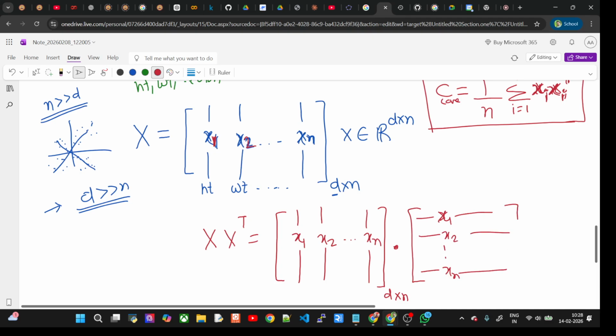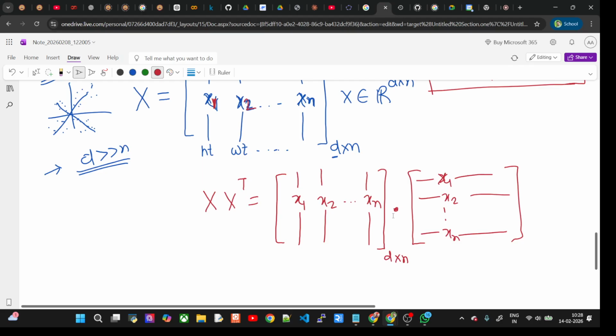I'm not going fast because I need to connect you to what we are doing. If you actually solve it, this will come, because x1, x2. So it is a d cross d matrix, but that is something we get because, for example, here a b c d, and this is a b c d because this is the transpose. For example, this is x and this is x transpose.